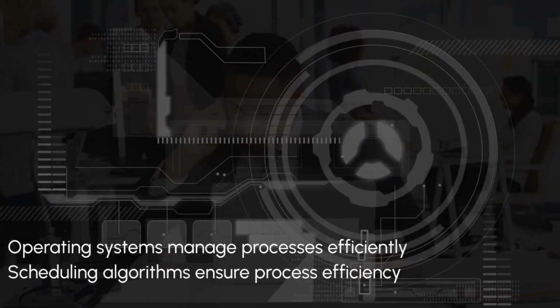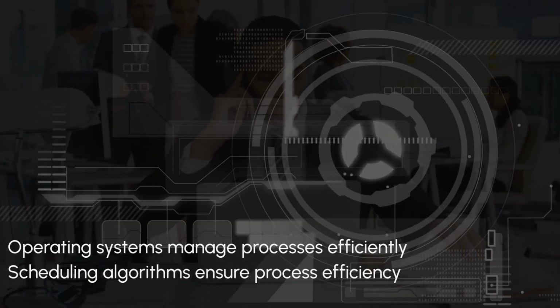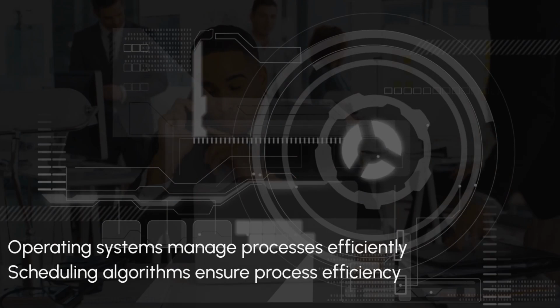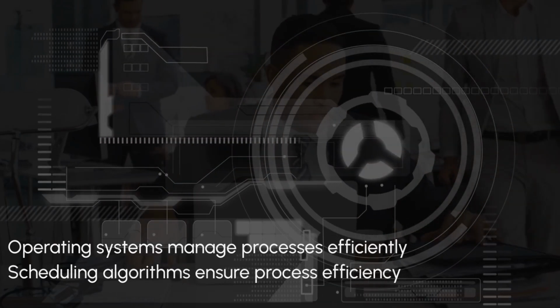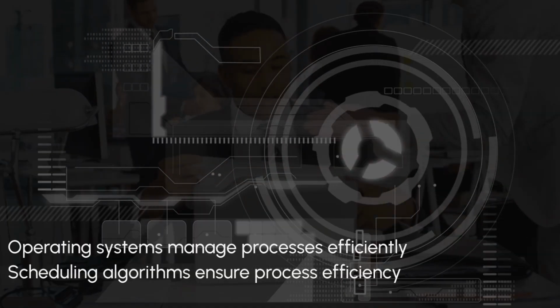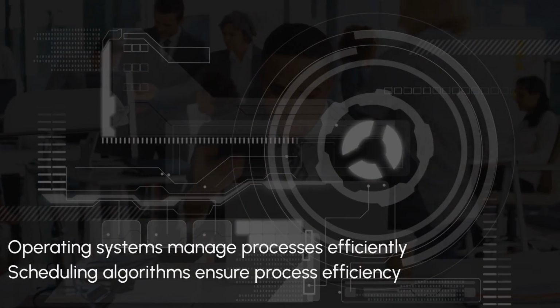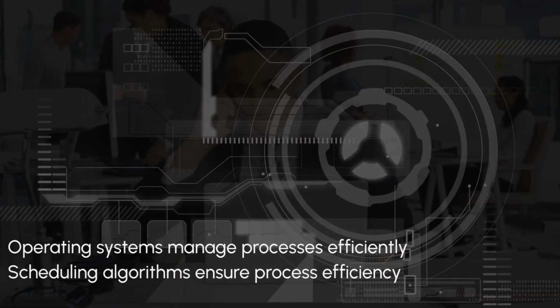Concurrency and inter-process communication, IPC, allow processes to run simultaneously and share data safely using tools like semaphores, message passing, and shared memory. This chapter explores these essential functions that ensure smooth, efficient process management.